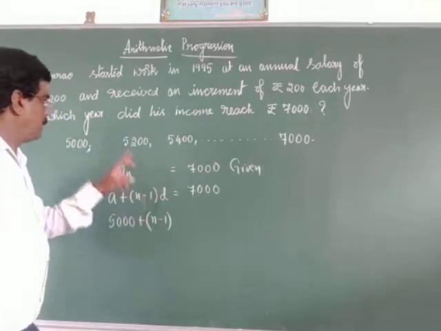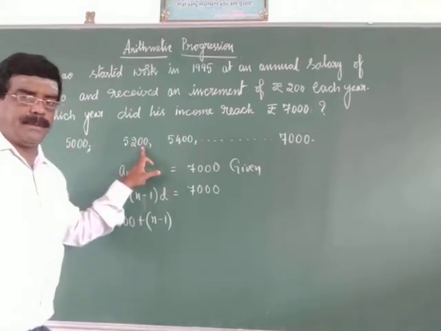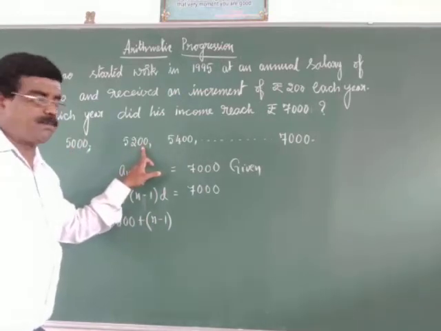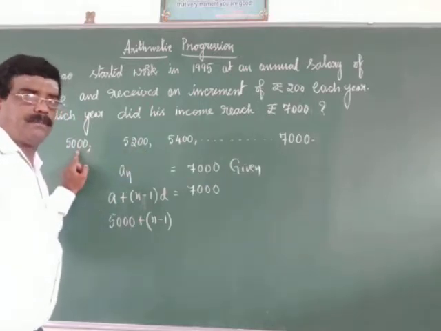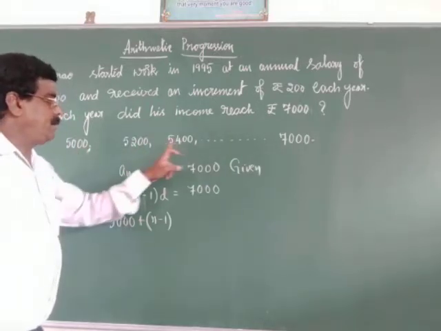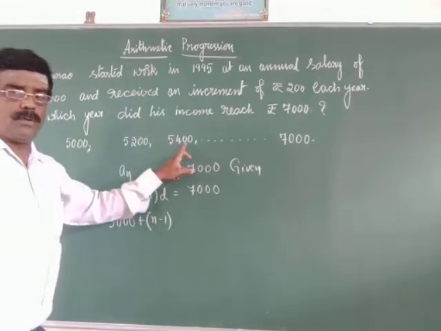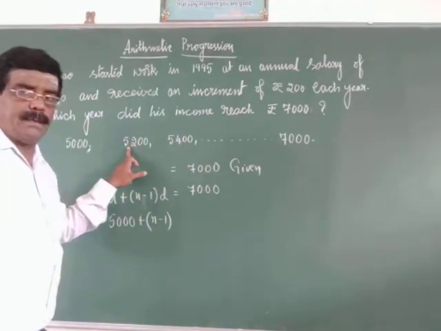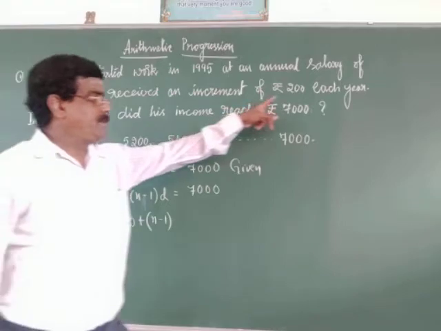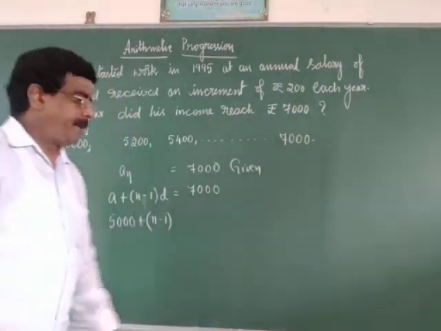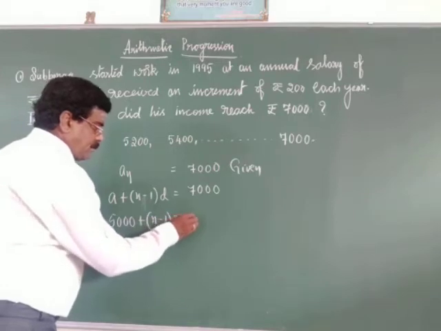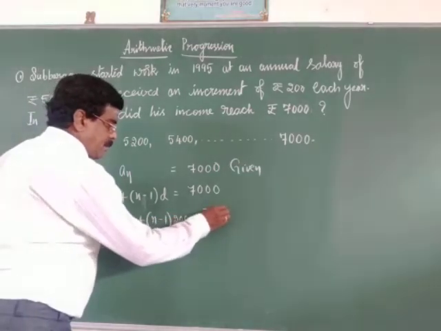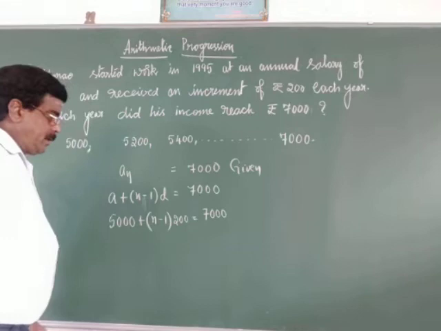The difference, you must know that 5,000 to 5,200 means difference is 200. It is positive 200. Or 5,200 minus 5,000 you can make, that's 200 again. Here also you can see 5,400 minus 5,200 means 200 again. Increment is given here, 200, so it is positive 200, is equal to 7,000.